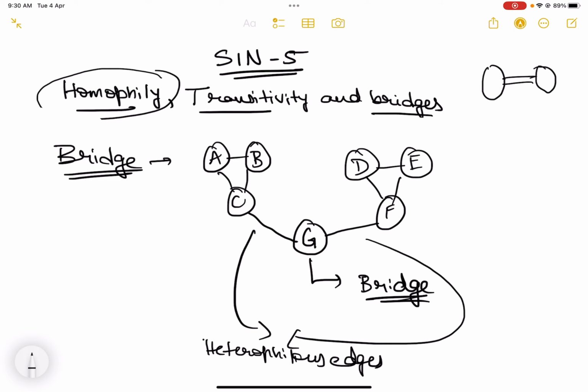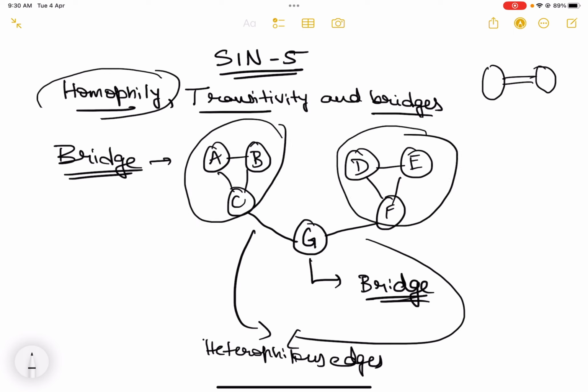Now if G is not there, the first cluster and the second cluster are entirely disconnected. Only because of G are these two clusters or these two groups connected, which means that G is the reason they can pass messages or any sort of communication. That is why we say bridges simplify the communication between different nodes, increase the connectivity, and make the transmission of information much better and easier.